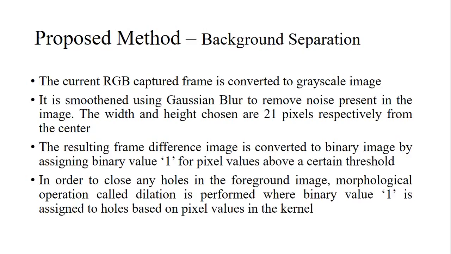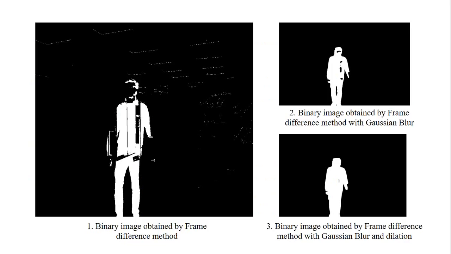Let us now take a look at the images obtained with and without these techniques. In the first image, no Gaussian blur and dilation were used, hence we can see a lot of noise, which is not desirable. The second image, however, gets rid of the noise by using Gaussian smoothing, and the holes found in the second image are closed by using dilation, as you can see in the third image.